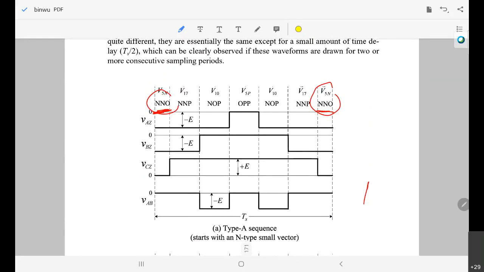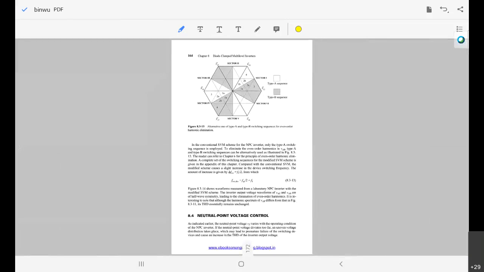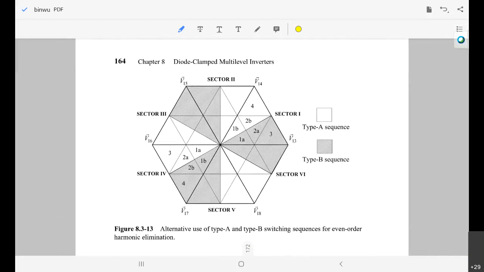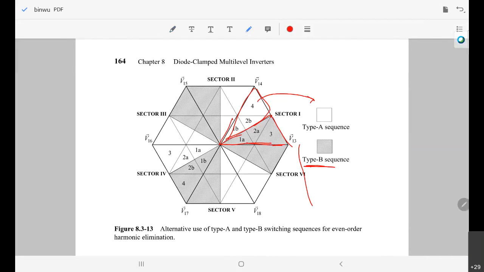So there are two types of switching sequence that we discussed: the n-type switching sequence and the p-type switching sequence. For the first 30 degrees, we follow this type B switching sequence. For the next 30 degrees, we follow this type A switching sequence. Clear? So when we go from type A to type B switching sequence, obviously there are some extra switchings that will occur.